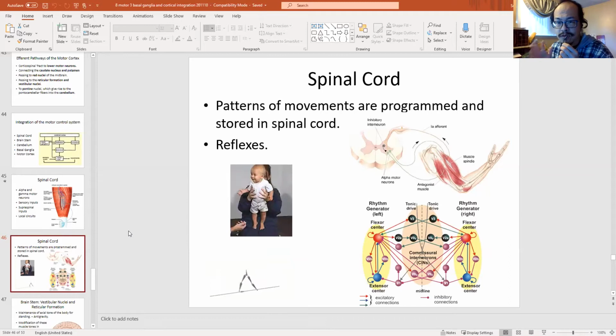That is because we learned this circuit can be modified. And it's dynamic. It's controlled by supraspinal tracts. And that can be modified and learned throughout our development.